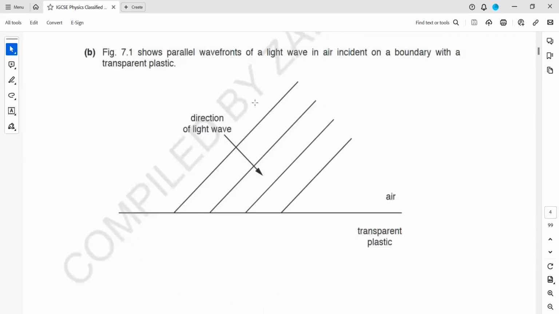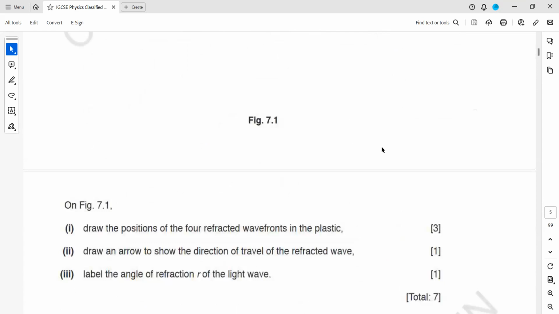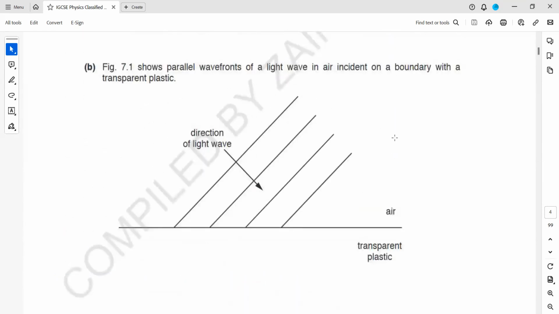The next is, on a figure, figure 7.1 shows a parallel wavefront of light incident on a boundary with the plastic. We have to draw the position of four refracted wavefronts, the direction in which the refracted wave travels, and the angle of refraction. So how can we do this? First, when light travels from air to plastic, what happens to the speed of light? Increase or decrease? For sound, when it travels into a denser medium, it travels faster. But for light, it travels slower. So it will decrease.